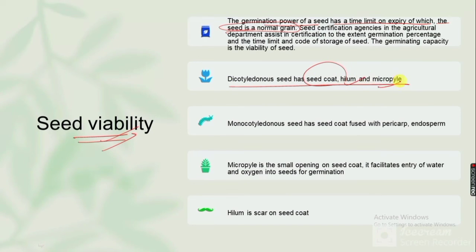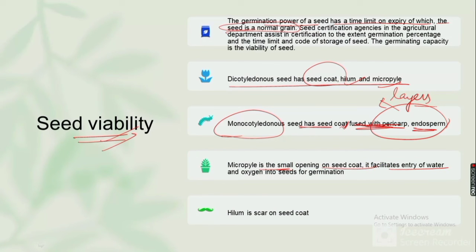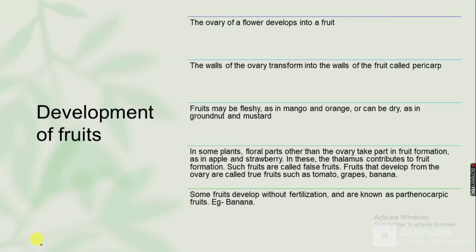Dicotyledonous seed has a seed coat, hilum and micropyle, whereas monocotyledonous seed has a seed coat which is fused with the pericarp and endosperm. Pericarp and endosperm are the layers of the seed. Micropyle is a small opening on the seed coat which facilitates the entry of oxygen and water, as we have discussed earlier. And hilum is a scar which is present on the seed coat.